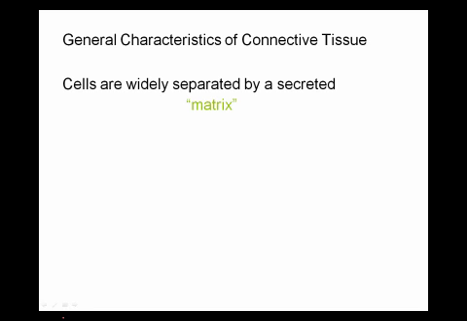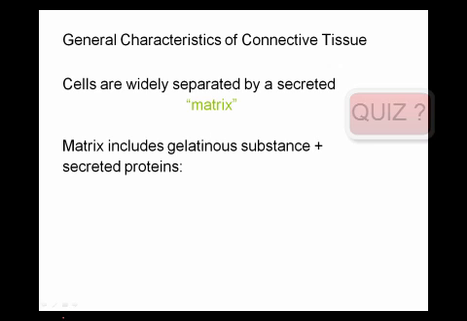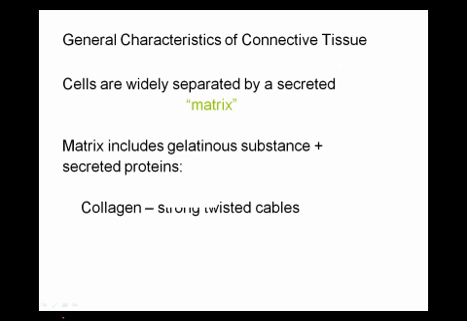Some general characteristics of connective tissue. Keep in mind how this differs from the epithelial tissue in the first segment of this lesson. In connective tissue, the cells are widely separated. They're not right up against their neighbors. They're widely spaced out, and they have a secreted material called the matrix, which is between the cells. This matrix contains some secreted gelatinous proteins, but then also some fibrous proteins.